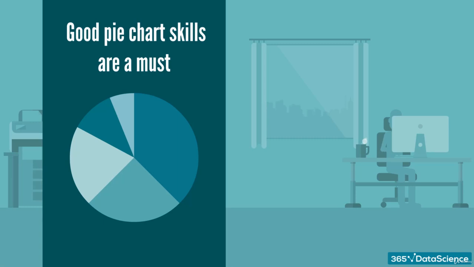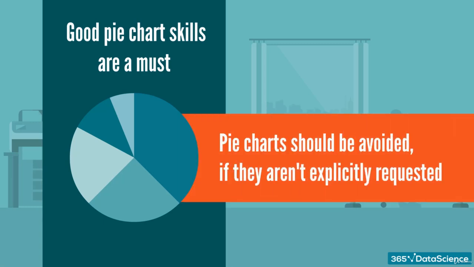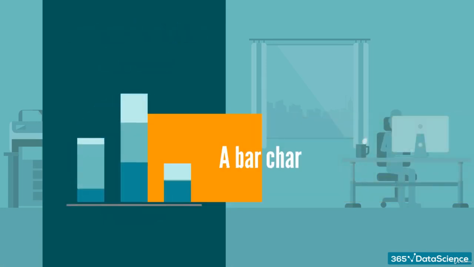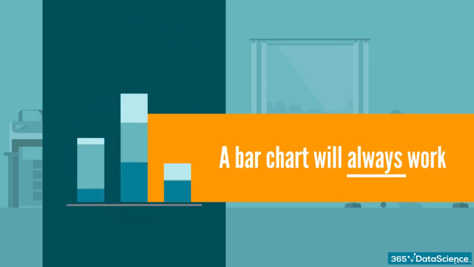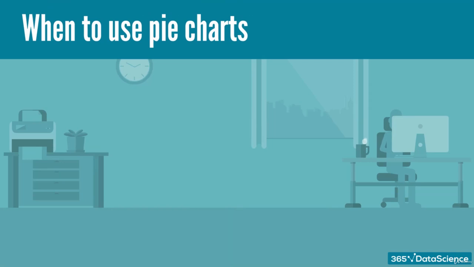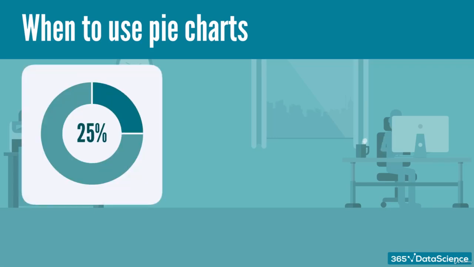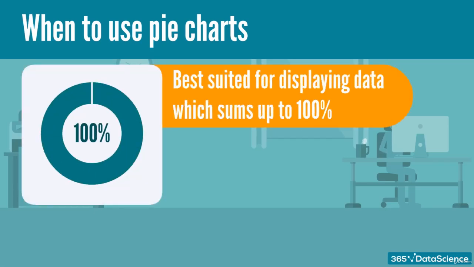But bear in mind that if you are not explicitly asked to create a pie chart, you should avoid using one. Simply use a bar chart instead. It will always work. With that out of the way, we can discuss when it's appropriate to use a pie chart as a visualization. Pie charts are a way to represent data as parts of a circle, and are best suited for displaying data which sums up to 100%.